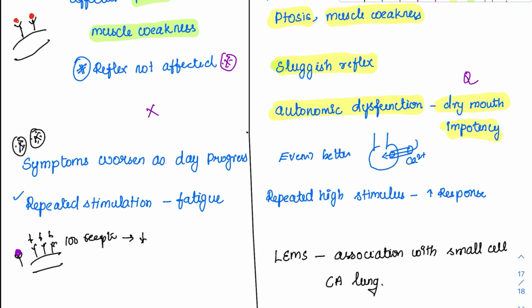If I give repeated stimulation, the fatigue will set in faster in case of myasthenia gravis. Repeated high stimulus, not low stimulus, only can elicit this reaction. The repeated high stimulation increases the response. So this is one major difference. If symptoms worsen, it is mostly in favor of myasthenia gravis. If symptoms get better towards the evening, it is in favor of Lambert Eaton.